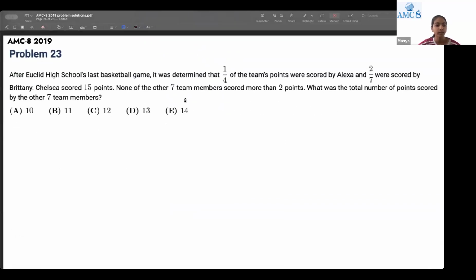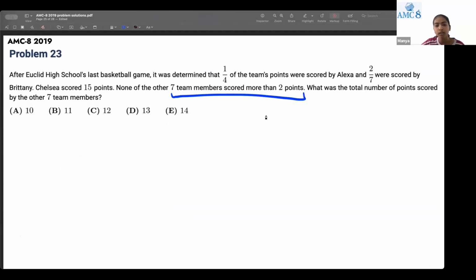Problem number 23. After Euclid's high school last basketball game, it was determined that 1/4 of the team's points were scored by Alexa, and 2/7 of them were scored by Brittany. Chelsea scored 15 points. None of the other 17 members scored more than 2 points. What was the total number of points scored by the other 7 teams? So none of the other 7 teammates scored more than 2 points.